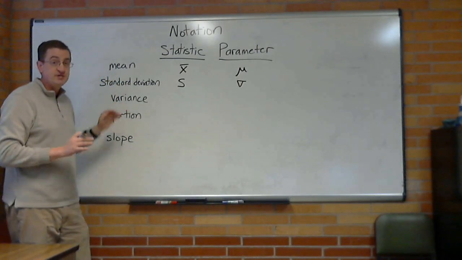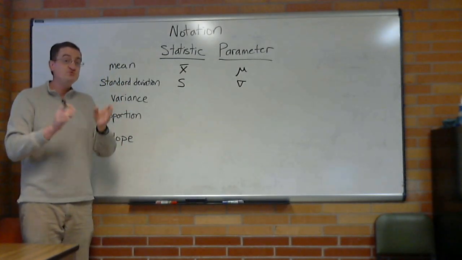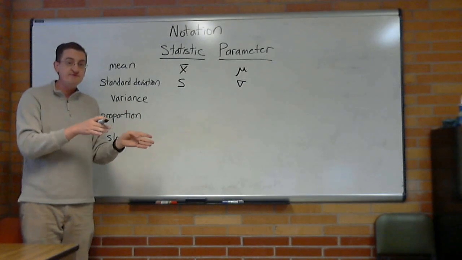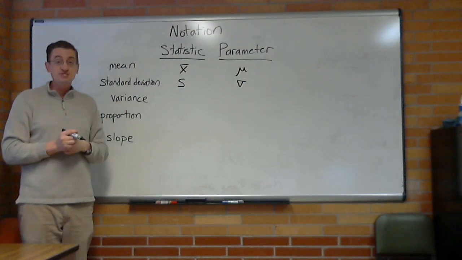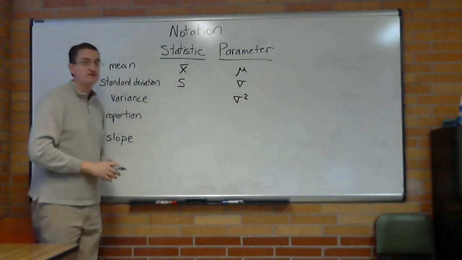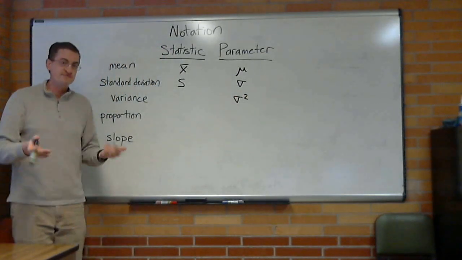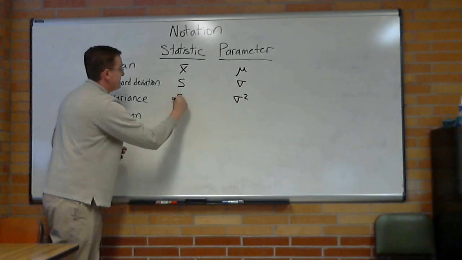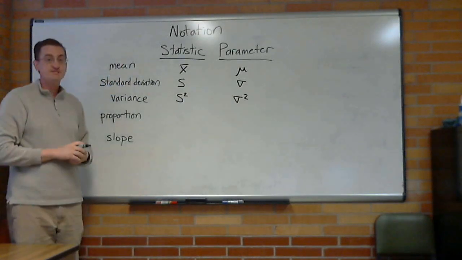Now, variance is tricky. We haven't talked about it yet, but it turns out to do the variance, you take the standard deviation and square it. So the special symbol that we're going to use is going to be sigma squared, because we're not really creative enough to come up with a whole new symbol. And s squared for variance.